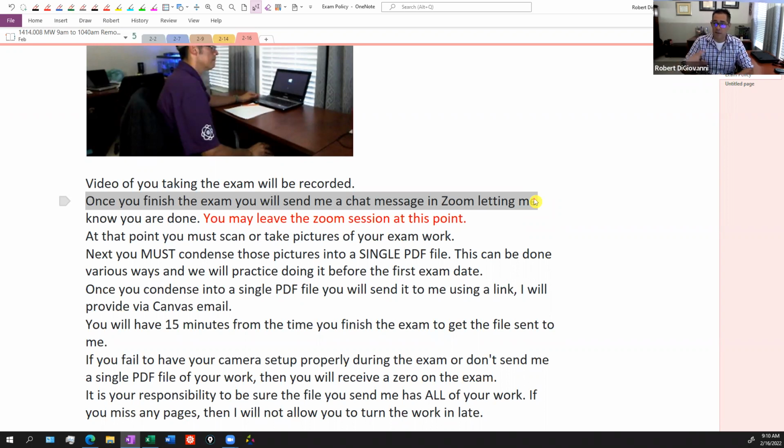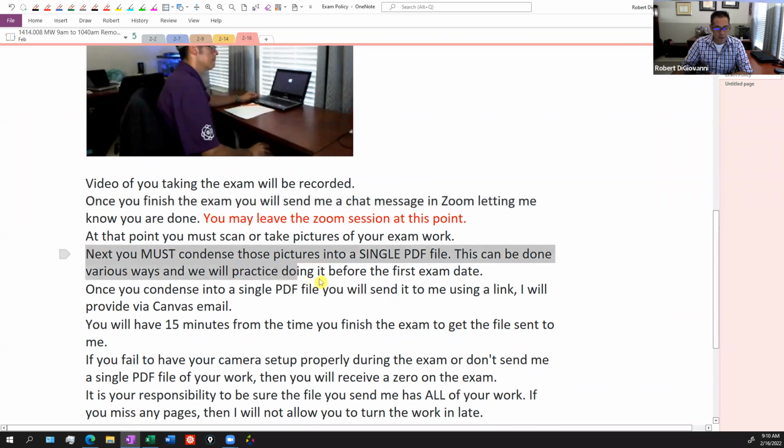Now, when you leave, you can shut your camera off and then you can use your phone to take pictures of your work and you're gonna condense, right? At that point, you're gonna condense all of your work into a single PDF file, okay? I'm worried about this, I'll be honest with you.